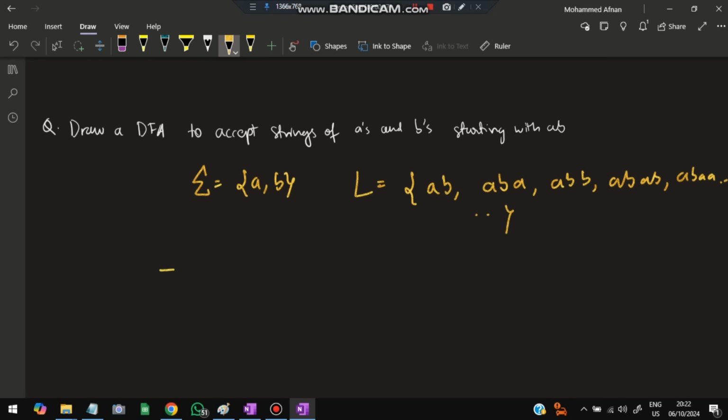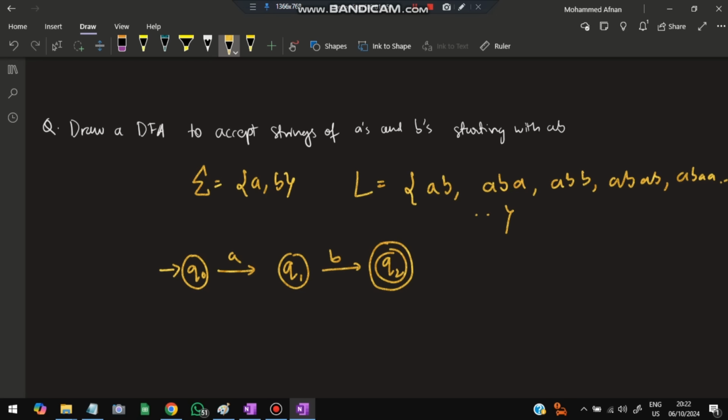Okay, so you'll be writing here Q0 is the starting state, and you have to have A here. You'll reach Q1. From Q1, you'll be reaching Q2, and on that transition you'll have B. So this is the least string which we can form, and this is the final state.